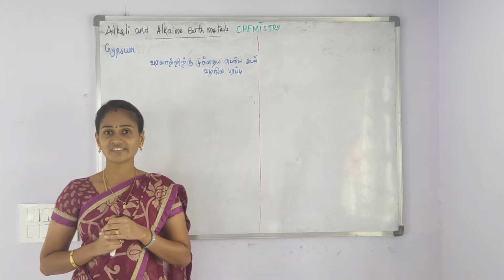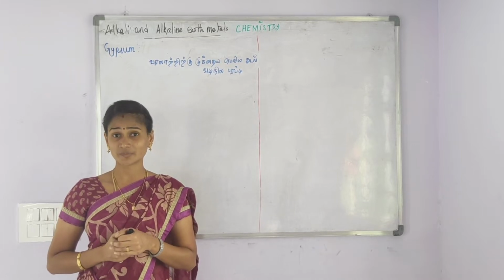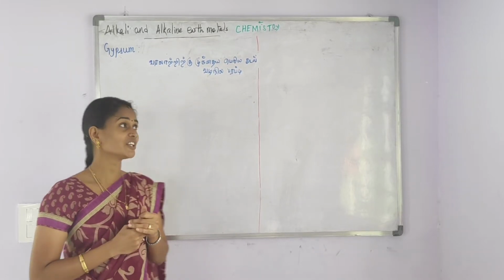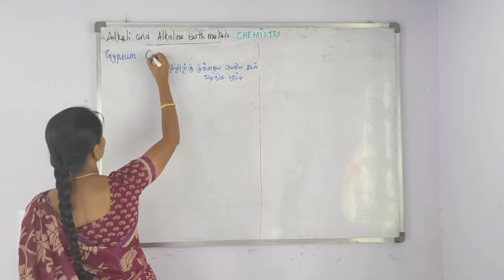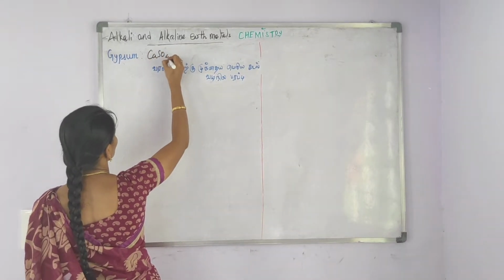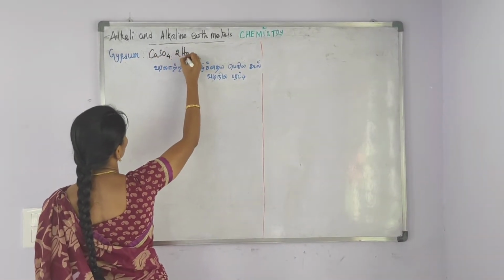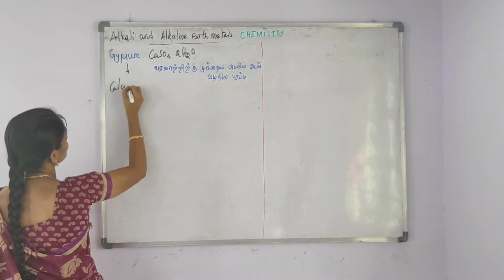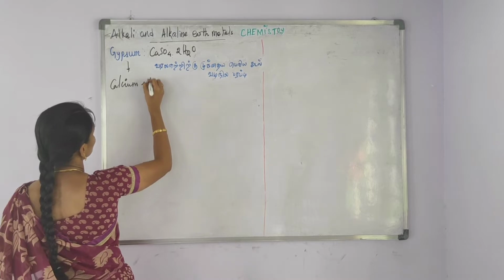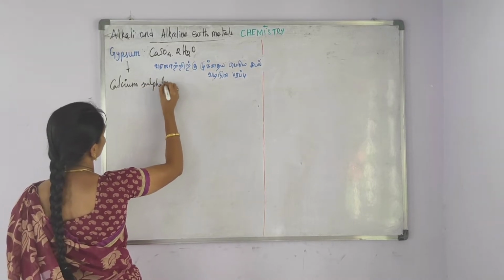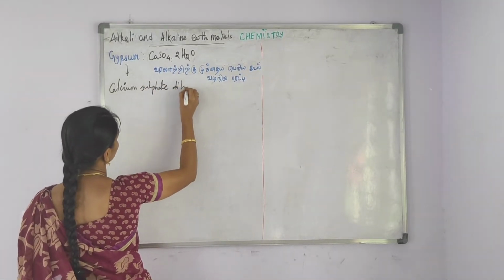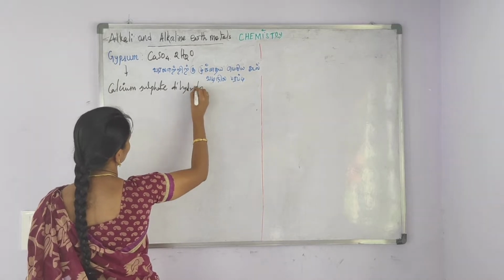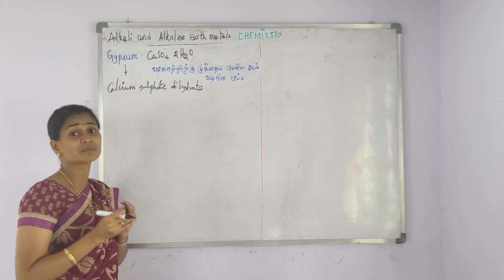In this session we will discuss the topic gypsum, its properties and uses. Gypsum, its formula is CaSO4.2H2O. Gypsum is also called calcium sulfate dihydrate. Now the question is how gypsum is formed.